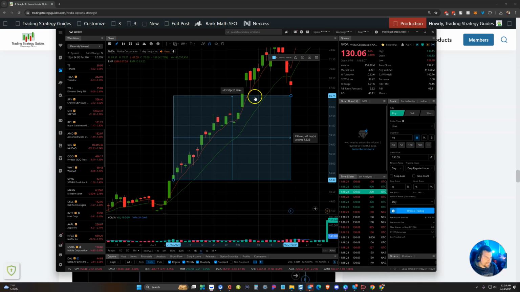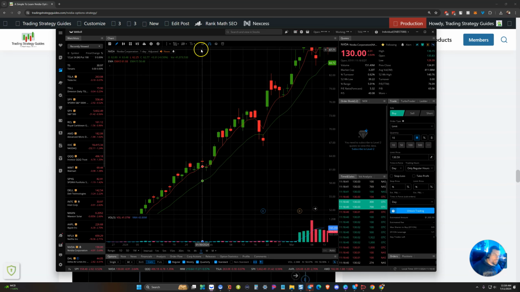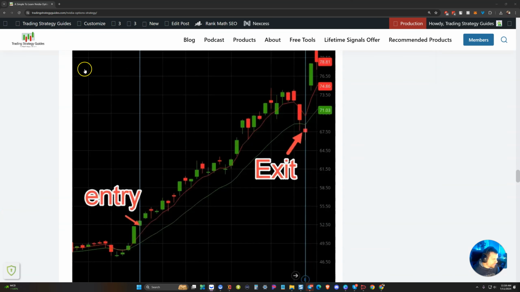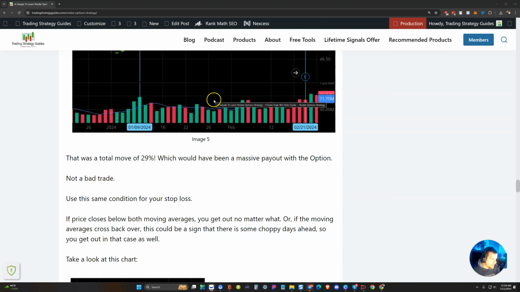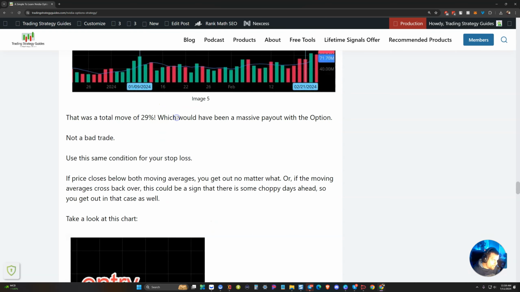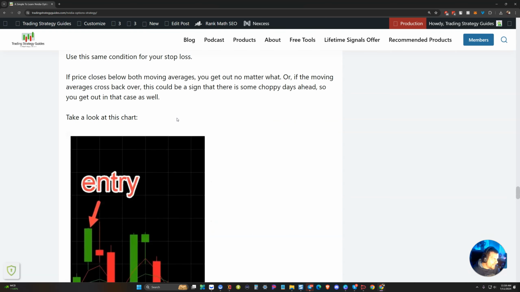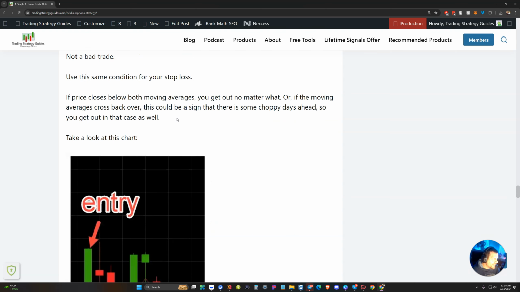And so there is a good... In this case, we would have actually gotten in a second trade, and I'll show you that here in a second. And so yeah, that would have been a 29% move. Great trade. So there's exceptions here. Not exceptions, but there is for the stop loss.